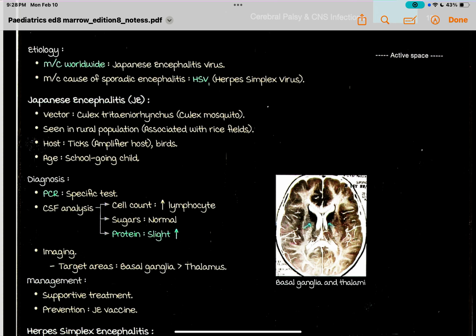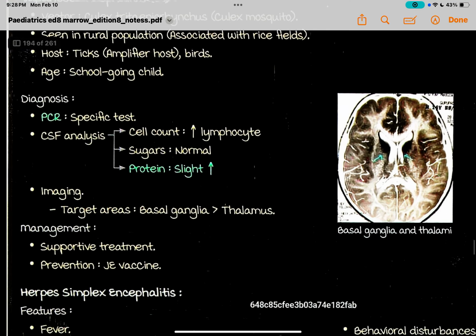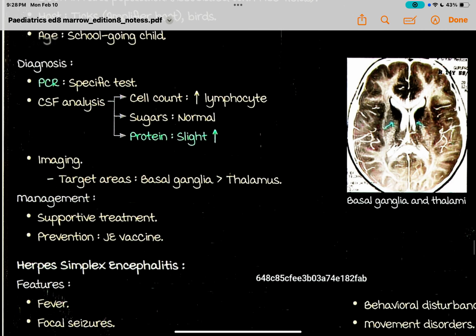Japanese encephalitis, JE. The vector is Culex tritaeniorhynchus. It is seen in the rural population, associated with rice fields. The host is pigs, the amplifier host is birds, and the age group is school-going children. You will see this in rural areas. Diagnosis: PCR is a specific test.